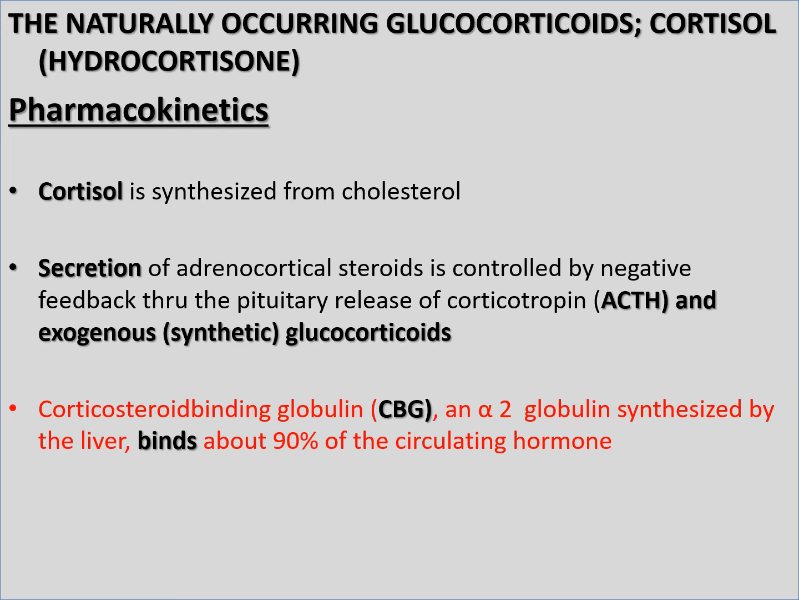So another term we will read is corticosteroid binding globulin. What is it? It is an alpha-2 globulin synthesized by the liver, and this binds about 90% of the circulating cortisol. Okay, so in this slide we have cortisol. Cortisol is synthesized from cholesterol, and its secretion and its amount is controlled by negative feedback. Plus, if you're giving from the outside, then we have CBG, corticosteroid binding globulin. The hormone binds with CBG, and after that its actions.